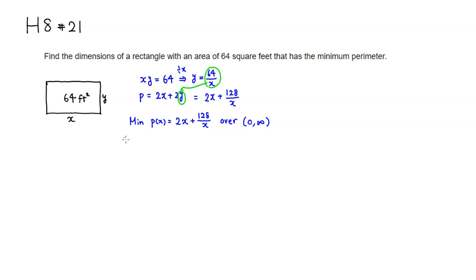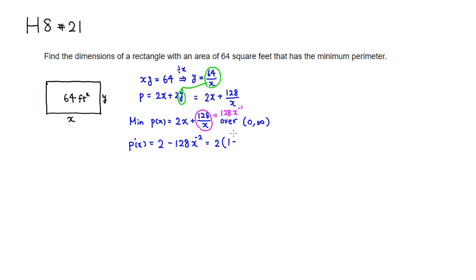So, critical number. We're going to take the derivative. Before that, I'm going to rewrite this, since I don't like a fraction here: 128 times x to the negative 1 power. So the derivative is 2 minus 128 times x to the negative 2. Then we want to set it equal to 0, but before we do that, I'm going to pull out the 2.